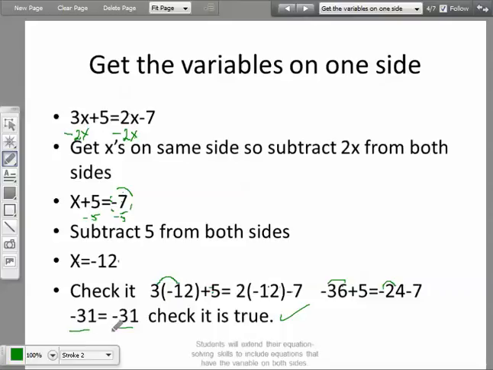My answer is not 31. My answer is right here. X equals negative 12. I was checking my work down here.